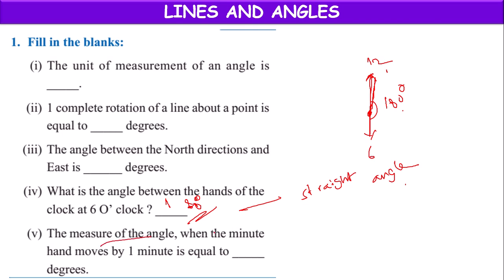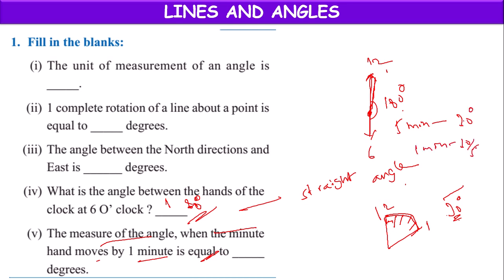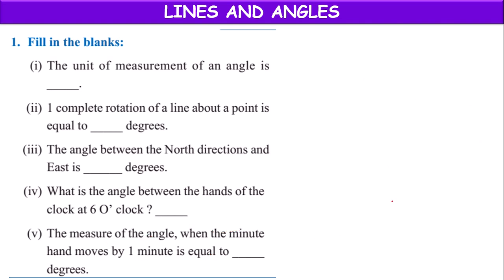So the measure of angle when the minute hand moves by 1 minute is equal to, between 12 to 1 we will have 30 degrees, but 12 to 1 is equal to 5 minutes. In that, 1, 2, 3, 4, 5 divisions will be there. Each division will be equal to 1 minute. If for 5 minutes it will move 30 degrees, then for 1 minute it will move 30 by 5, which is equal to 6 degrees. So the answer is 6 degrees.